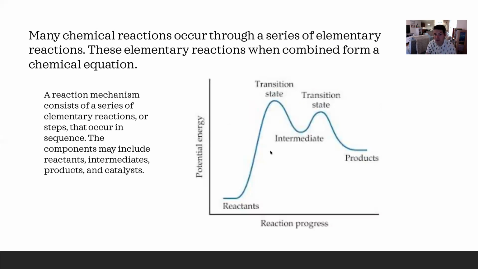All right. So two steps. We have this big first step, right? We make our intermediate, and then we have a second transition state. We make the products, right? So the intermediates, they do not make it all the way to the products.